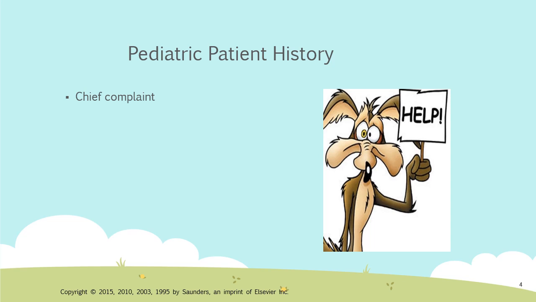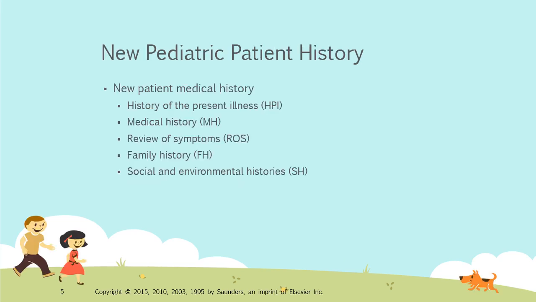For a new patient, the initial step is to establish the chief complaint or primary concern. Additional information in the form of medical history is then found to further clarify findings that point either to a specific diagnosis or a set of diagnoses, differential diagnosis, that then leads to further evaluation. For the new patient, the medical history consists of specific components including history of present illness, medical history, review of symptoms, family history, and social and environmental histories.